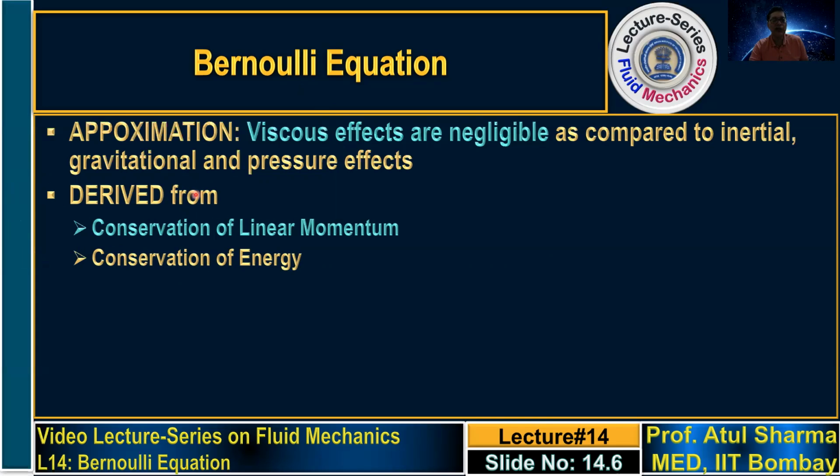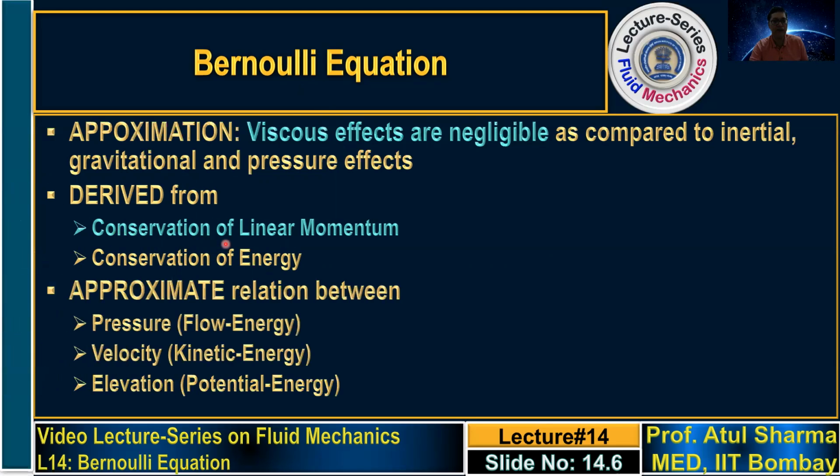Bernoulli's equation can be derived in two ways, by conservation of linear momentum and conservation of energy. Here the derivation will be presented from conservation of linear momentum. This Bernoulli's equation provides an approximate relation between the pressure, velocity, and elevation, which are called here flow energy, kinetic energy, and potential energy.